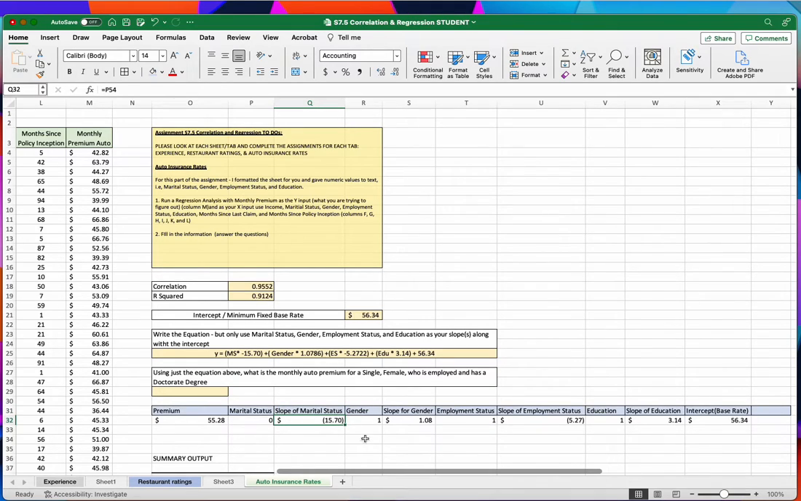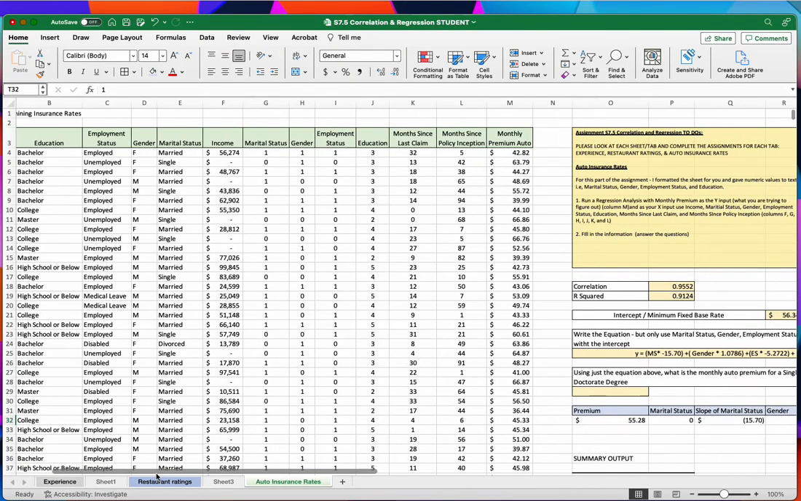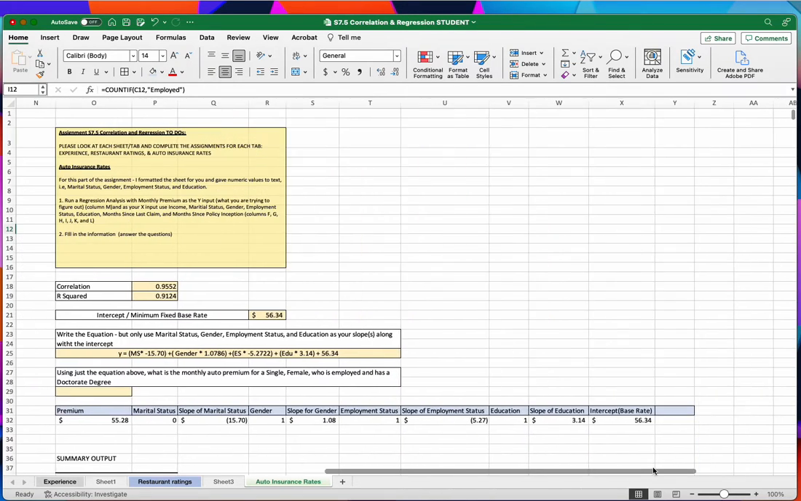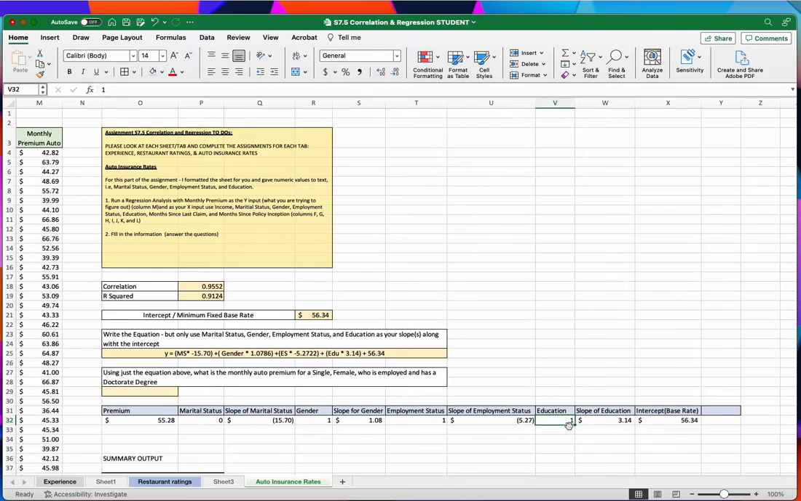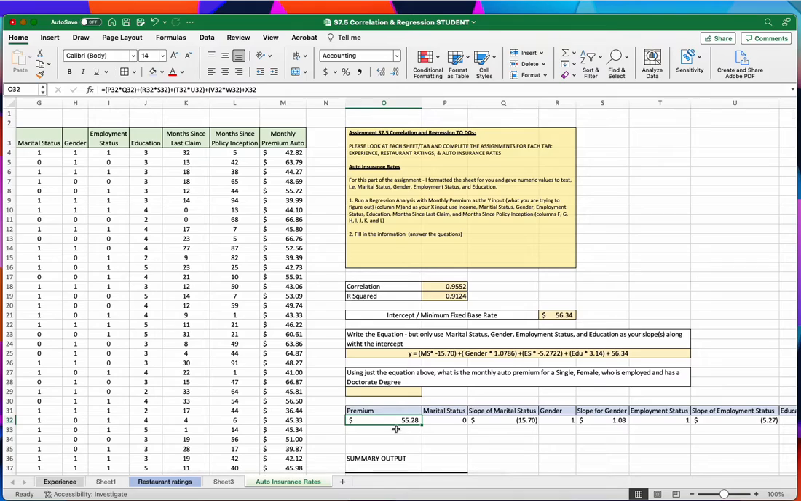Okay. Women versus men is a $1 difference. Employment status, depending on if you were unemployed, your premium actually would go up. So your employment status is employed. So employed, yep. Unemployed is a 0. So employed, you get $5 off. Unemployed, you get nothing off. Okay, it's what that says. And then your higher education, the less amount. Okay, so this is using the equation above. What is the monthly automobile premium?